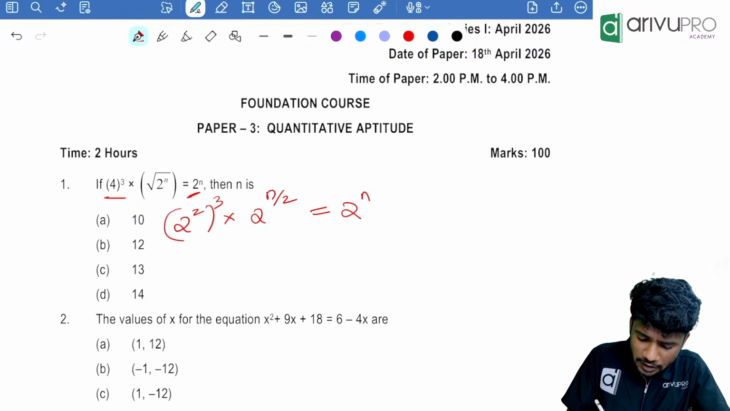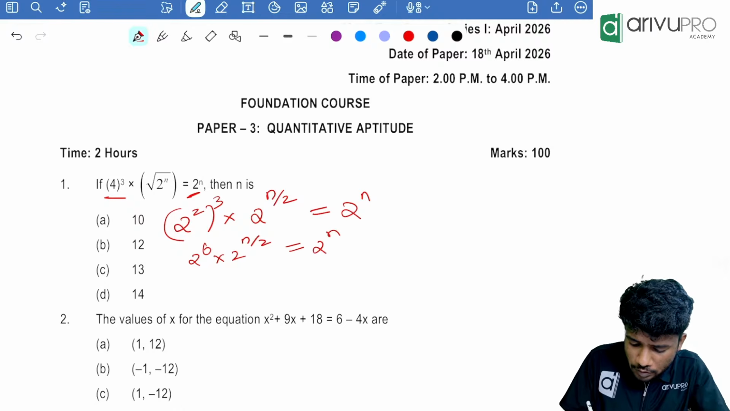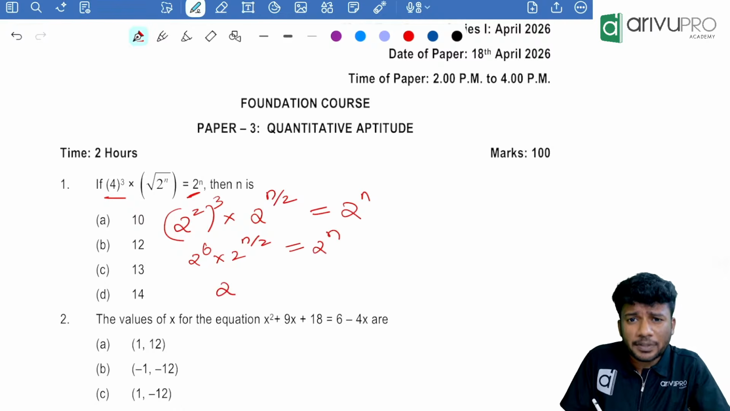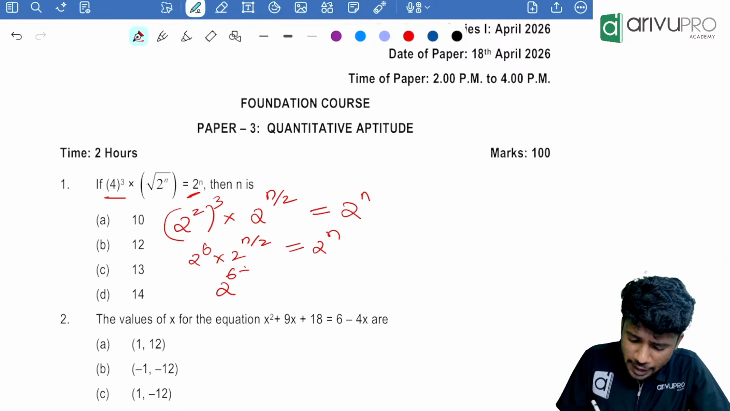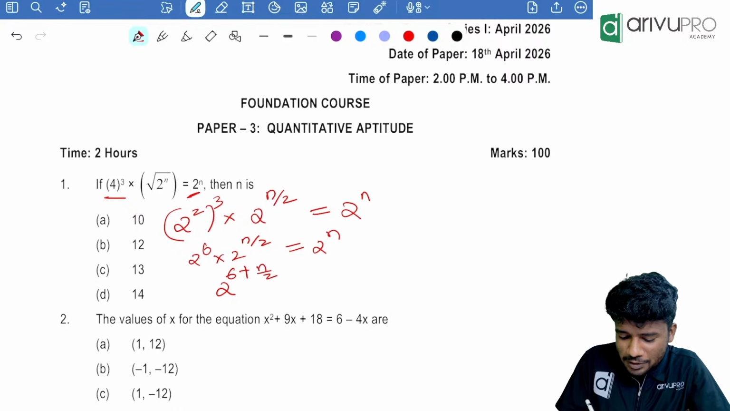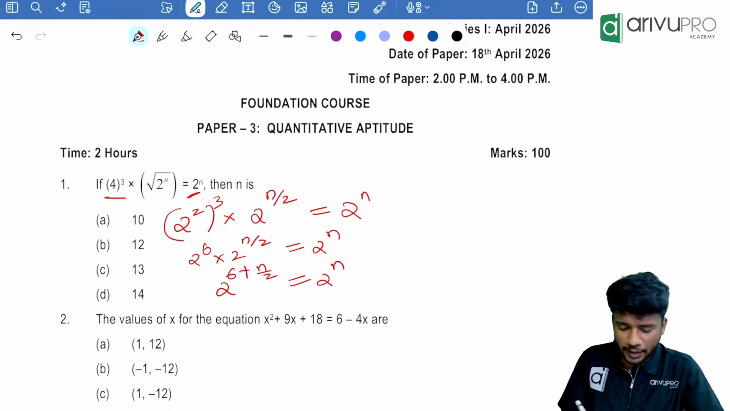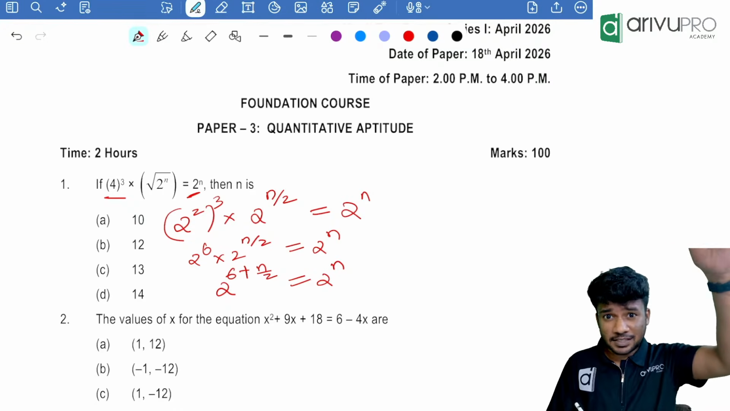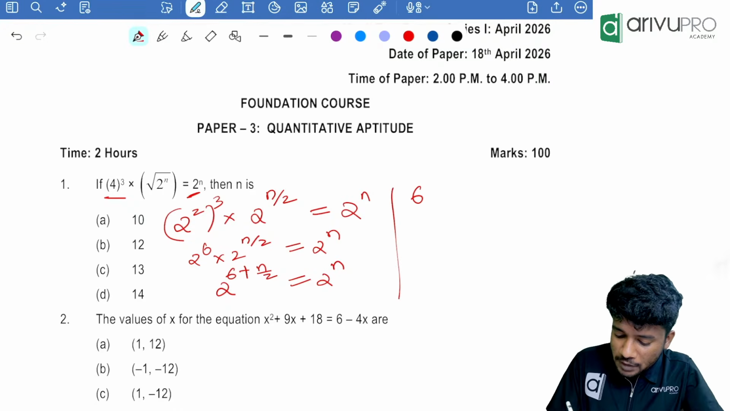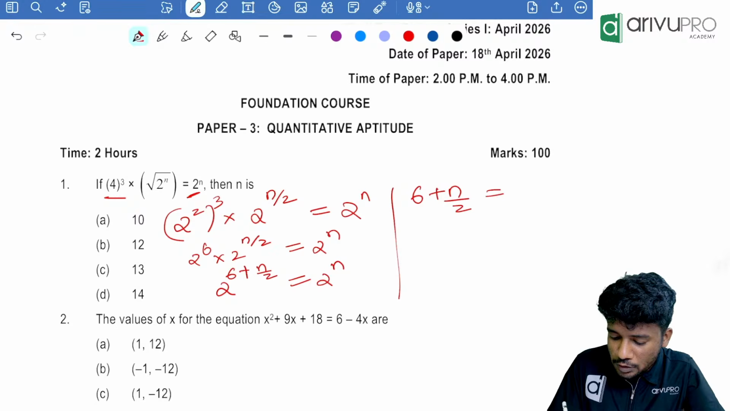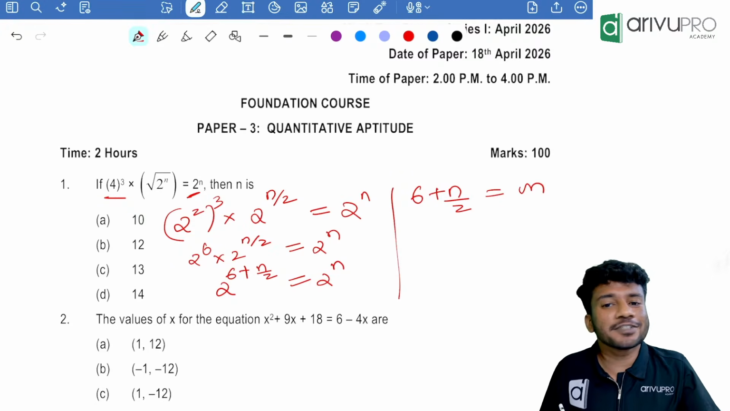From this I can write 2 raised to 6 into 2 raised to n by 2 is equal to 2 raised to n. From this I will use the properties of indices again, and it will be written as 2 raised to 6 plus n by 2, which is equal to 2 raised to n. Now people, the bases are same, then the powers should also be same. That means 6 plus n by 2 is equal to what? n. Okay, the powers are also same.